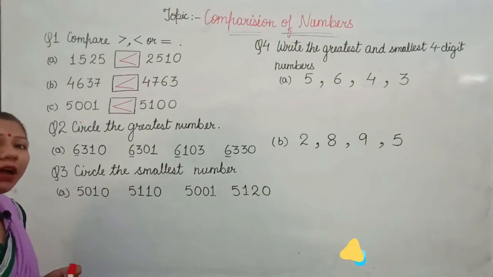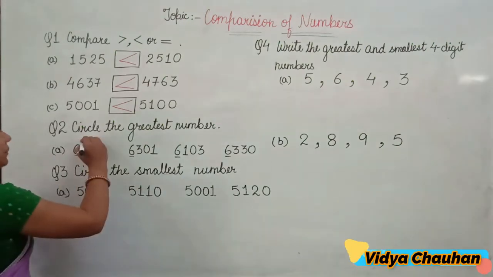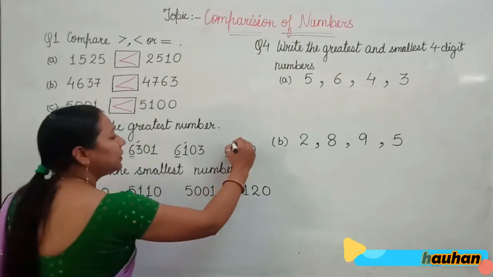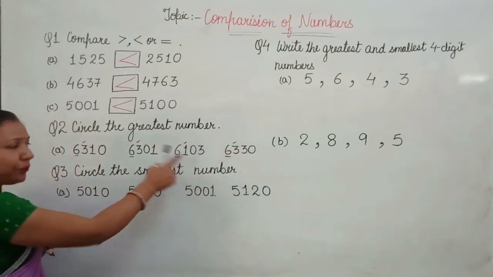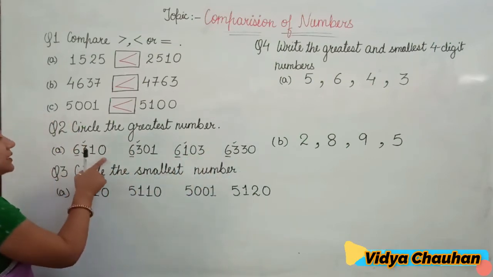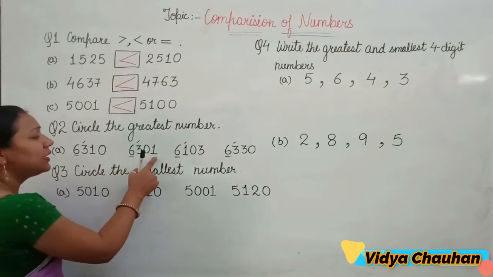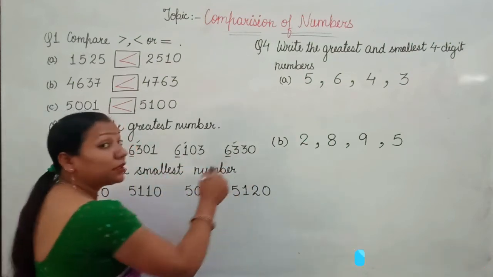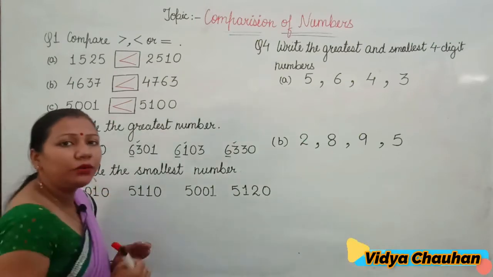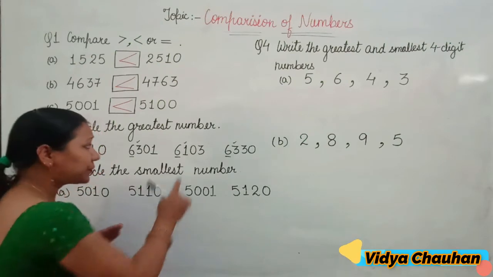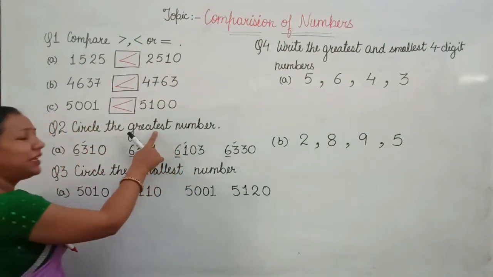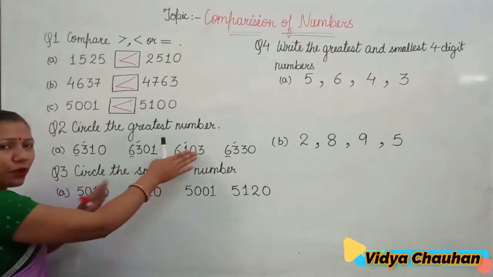Now compare the 100 place value. At 100 place, 3, 3, 1, 3. So 1 is small, whereas 3, 3 and 3. That means our first number 6310, 6301 and 6330, these three are equal when we compared the 100 place value. Now we have to discard this one. Why? Because it is smaller. We are finding the greater. So this is now not in the race.